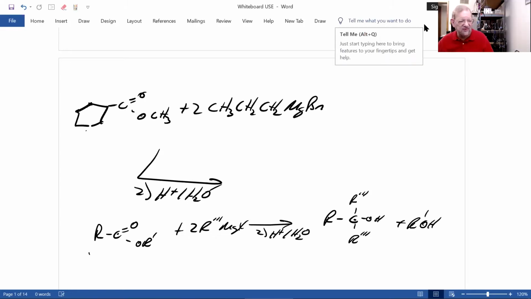What do we have here that's different? Ooh, a carbonyl with an oxygen, carbons here and carbons here. We have an ester.